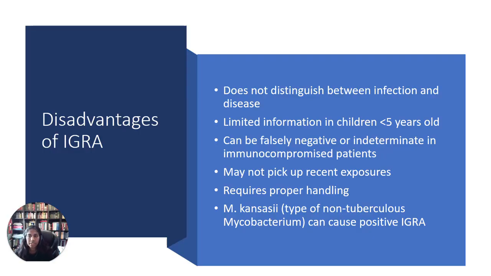Some of the disadvantages of the interferon gamma release assay: again, it doesn't distinguish between infection and disease. There's limited information in young children. It still can be falsely negative, but more likely indeterminate in people who are immunocompromised. Again, it doesn't pick up recent exposures because it relies on the T cell response, so it may turn positive up to 10 weeks after infection. It requires proper handling, it's more expensive, and there are a few other species of non-tuberculous mycobacteria, such as M. kansasii, that can cause a positive interferon gamma release assay.